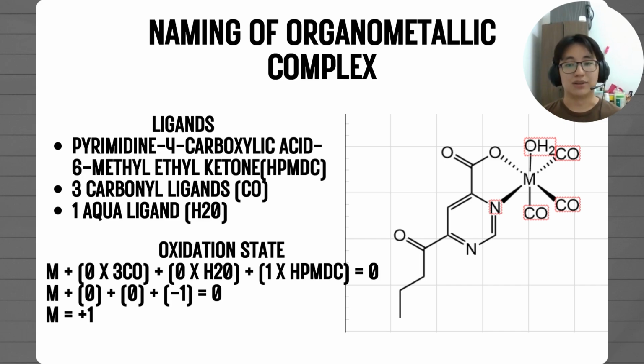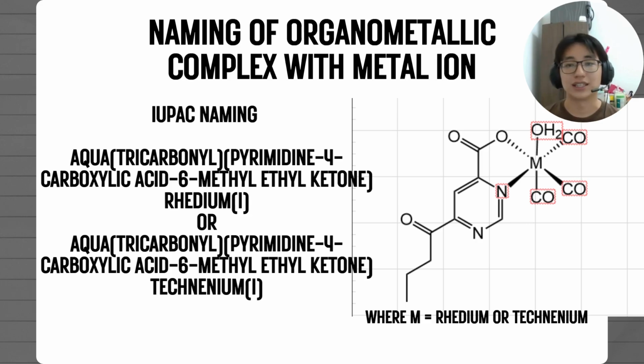The oxidation state remains the same, where there are 3 times 0 for the carbonyl ligands and 0 times 1 for the H2O, which is 0 charge. However, the HPMDC still remains as -1. So M plus 0 plus 0 plus -1 gives M equal to +1 to neutralize the -1 charge. Hence, the oxidation state of the center metal ion in the right side complex on the slide will be +1. For the naming of the second one, if the metal is rhenium, it becomes aqua tricarbonyl pyrimidine 4-carboxylic acid 6-methyl ethyl ketone rhenium(I). And if the metal is technetium, it becomes aqua tricarbonyl pyrimidine 4-carboxylic acid 6-methyl ethyl ketone technetium(I).